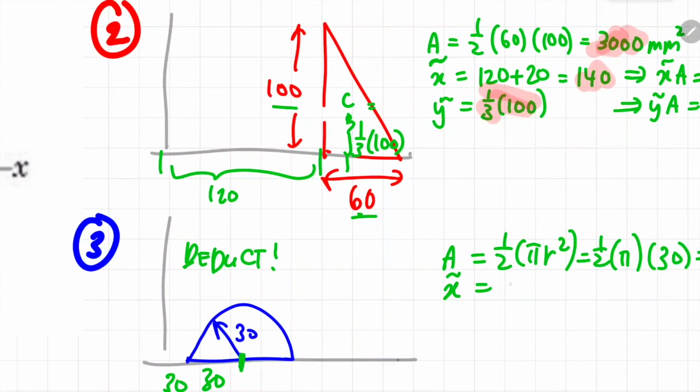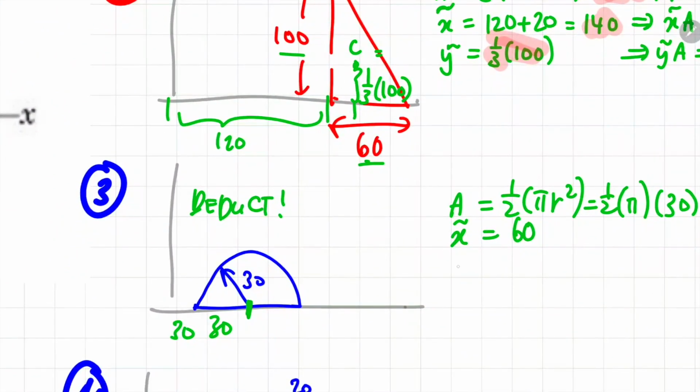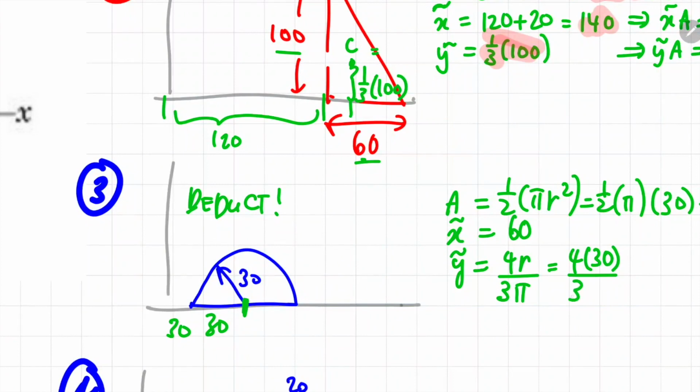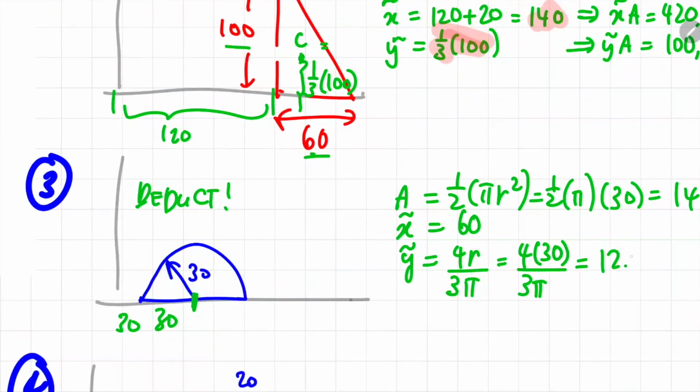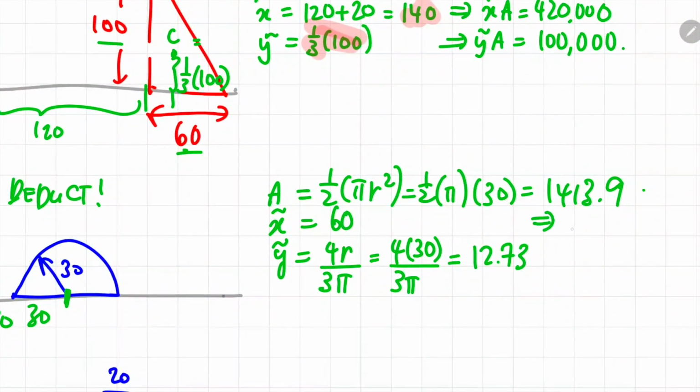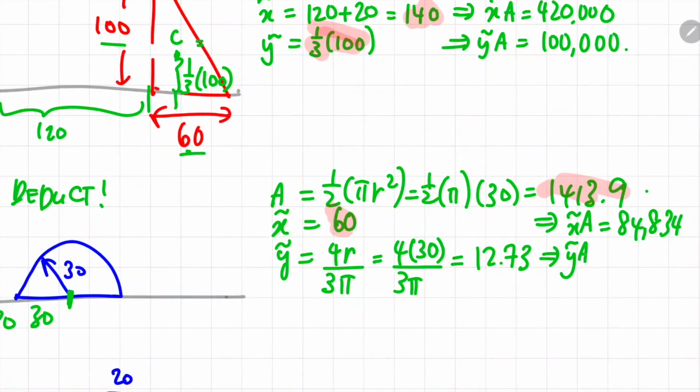Okay, 60 from the origin, and the coordinate of the centroid of the y curve, remember for a semicircle you refer to the table. The centroid along the y direction would be 4r over 3 pi. If you are not sure what is the centroid of a certain shape, you refer to the table given in the lecture slide. So you just substitute the appropriate value and you will get a corresponding y curve to be 12.73. Then you just proceed with multiplying the x curve with the area and also the y curve with the area.